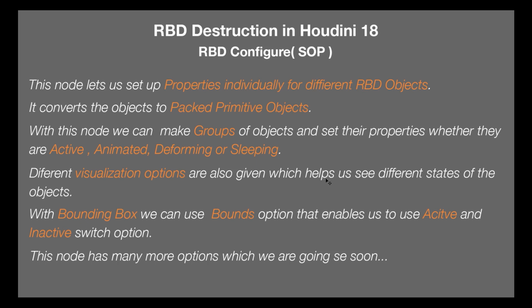And one more option I would like to say is very important, and that is the visualization option. Okay, so whenever you are making any object active or inactive, and you want to see which part is active and which part is inactive, then you can see with the visualization option. So many more options are given there. So when we are going to work on that node, then we'll see that. Along with that, so many other options are also given. So we will see them one by one, video to video. So let's jump to Houdini and start working on that.